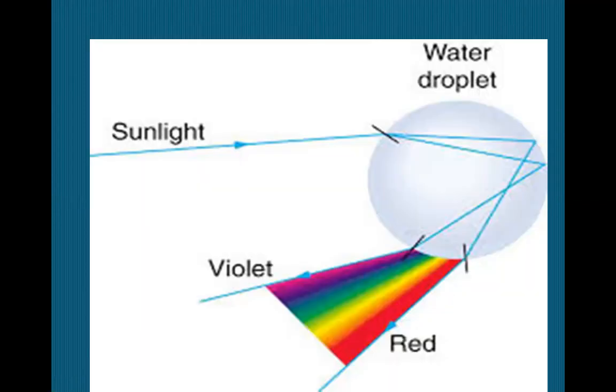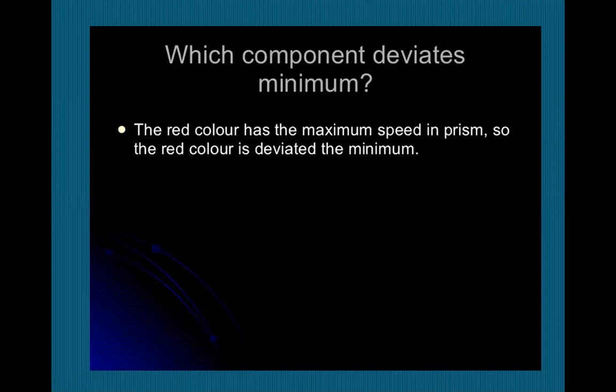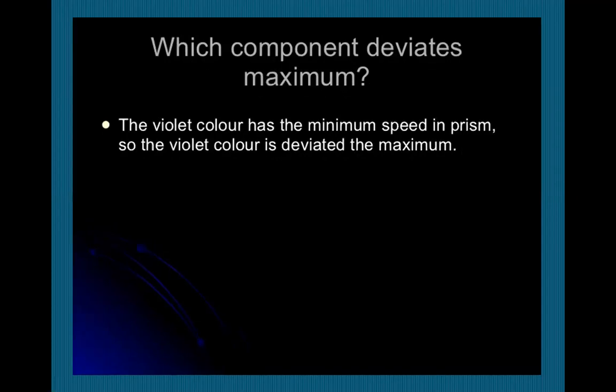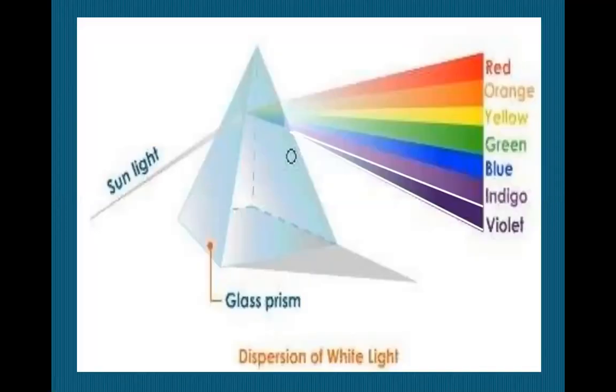So which component deviates the most? Minimum. The minimum is definitely red color. Red color, we have discussed, has the maximum speed, or you can say also has the maximum wavelength. The maximum the wavelength, the maximum the speed. So the red color is deviated the minimum. And if we take the speed as constant, then red color has maximum wavelength, so it will deviate the minimum. We can see that in this diagram, that when sunlight enters the prism, the red color deviates less, minimum. But which color deviates most?